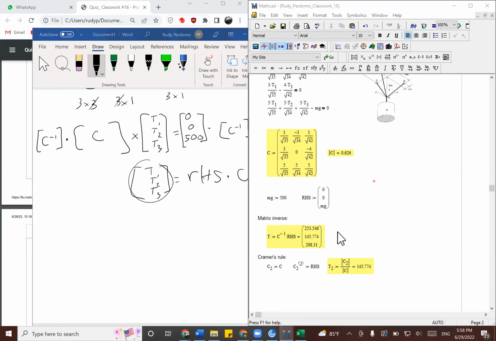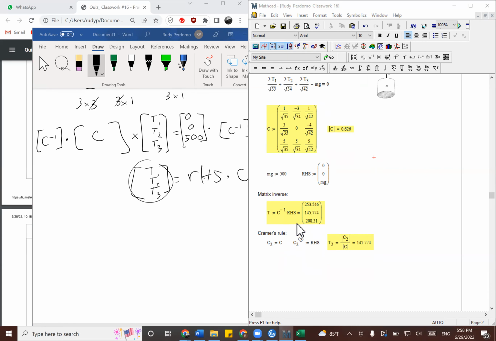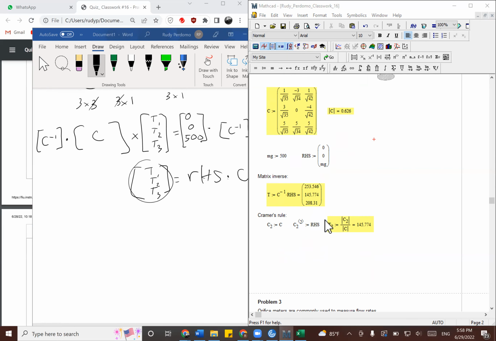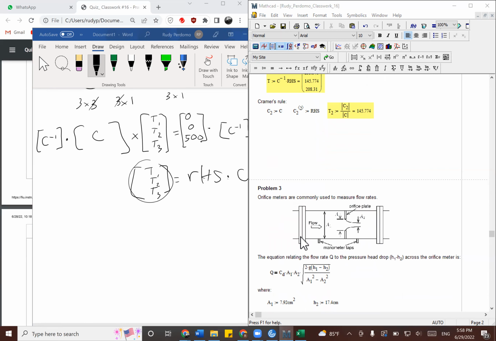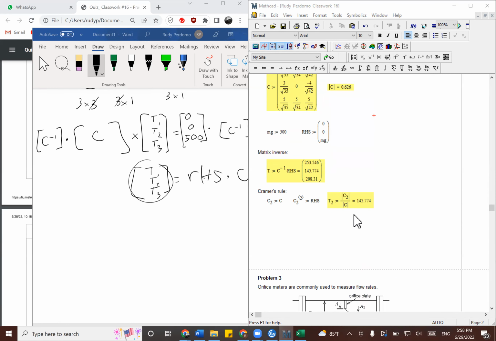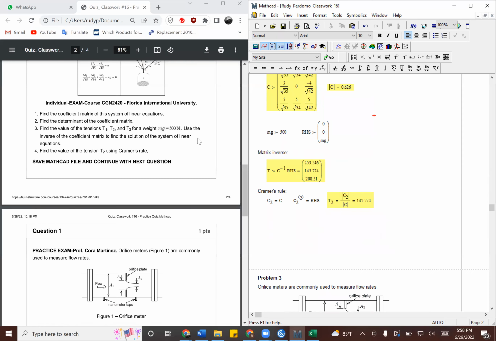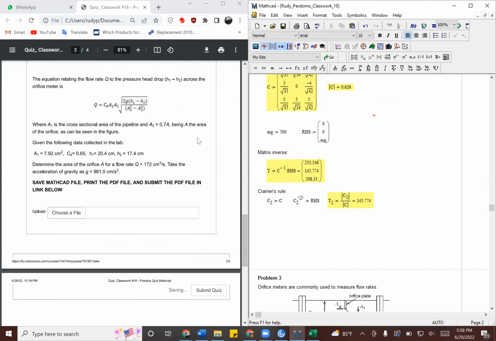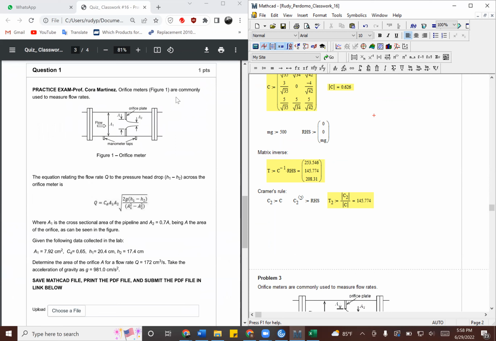Got it. And then Cramer's rule, that was also from Excel. If you want to go over that lesson or those PowerPoints, that would probably be best. And that's problem 2. Let me put this away. And then problem 3.